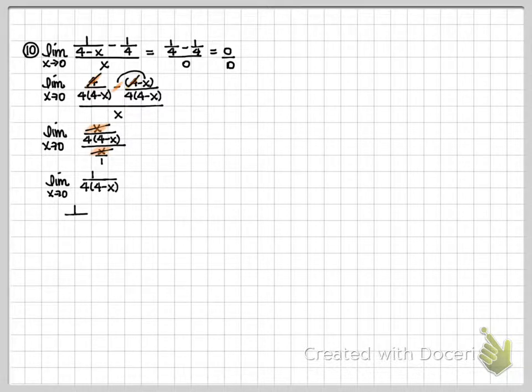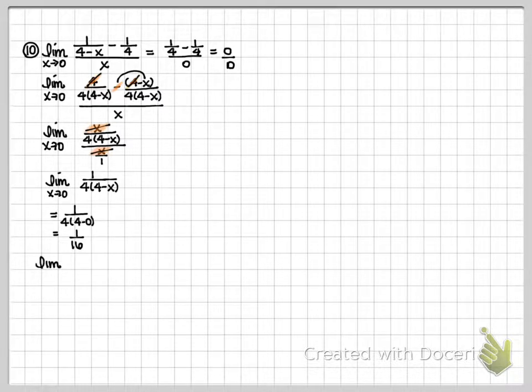So if I plug that in, notice I'm losing the limit notation. I get 1 over 4 times 4 minus 0. Well, 4 times 4 minus 0 is just 1/16. And that gives me a nice answer. Not 0 over 0 anymore. Take my original problem, and I just write down what my answer is.